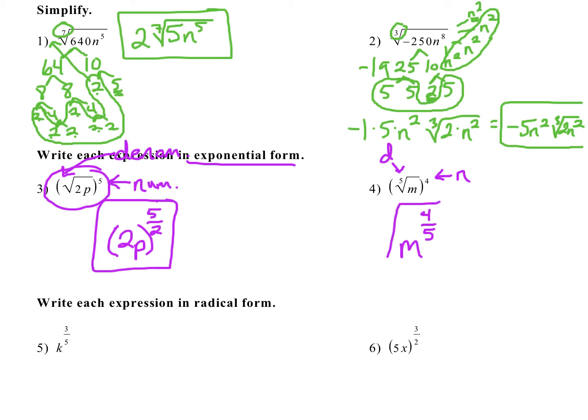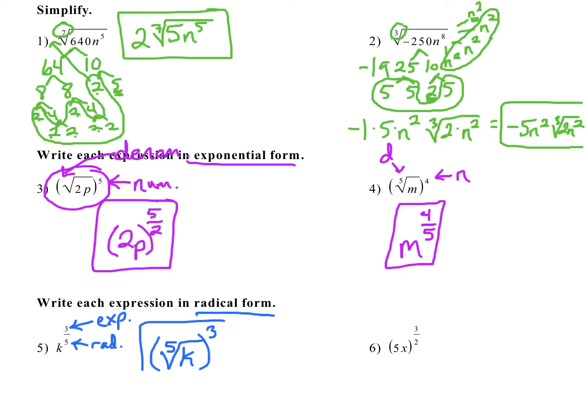And again, I'm done. Okay, now going the other direction, this time we're going to put it into radical form, so the opposite is true. So that means that the numerator now becomes my exponent, and my denominator becomes my radical. So I have the 5th root of k raised to the 3rd power.